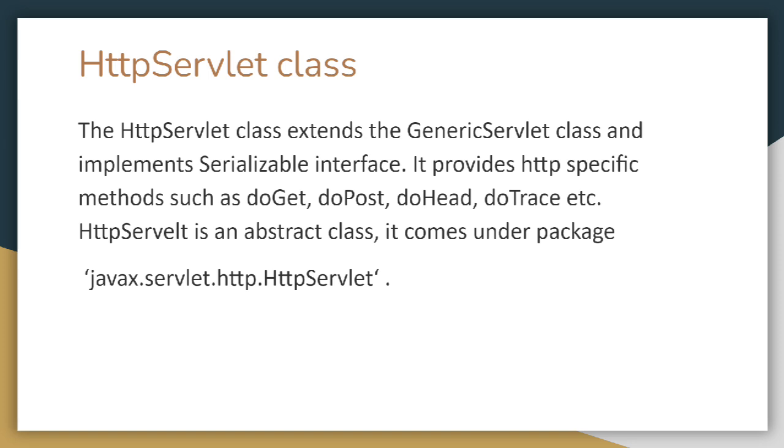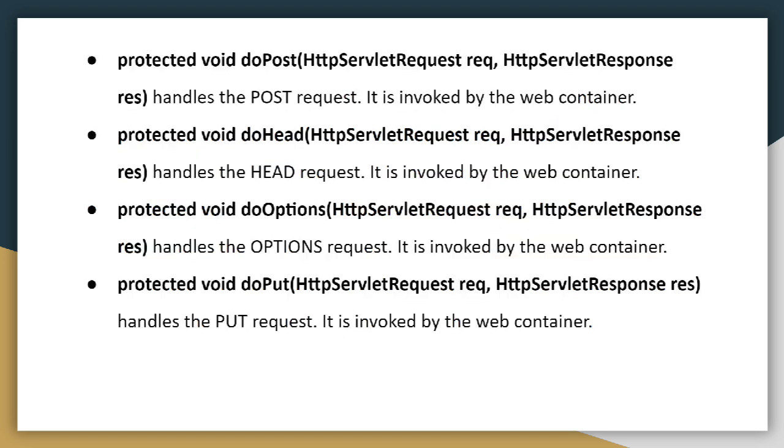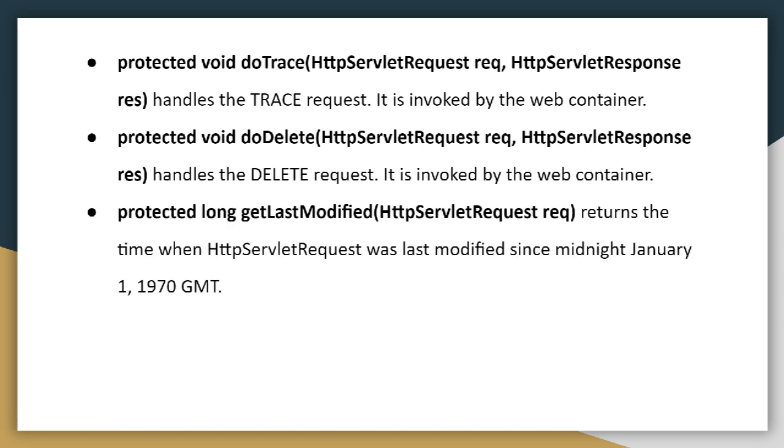It provides HTTP specific methods such as doGet, doPost, doHead, doTrace, etc. HTTP servlet is an abstract class and it comes under the package javax.servlet.http.HttpServlet. These are some of the methods in HTTP servlet class. Here protected void doGet handles the GET request invoked in a web container. Here we see other methods of the HTTP servlet class such as doPost, doHead, doOptions, doPut, and these are some more methods of the HTTP servlet class.